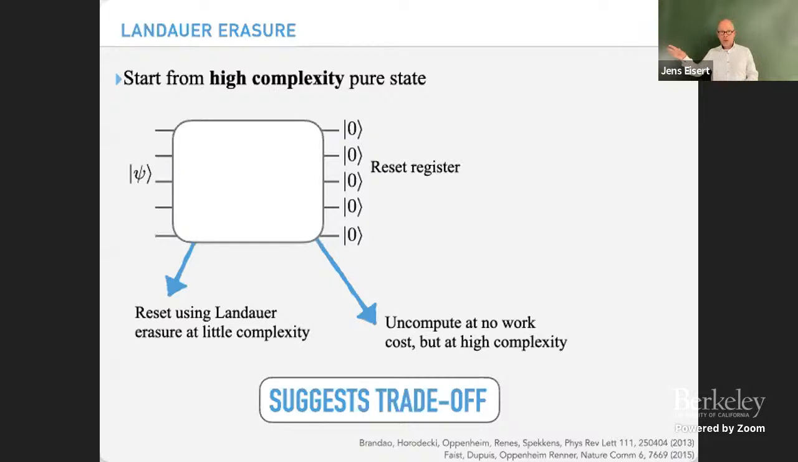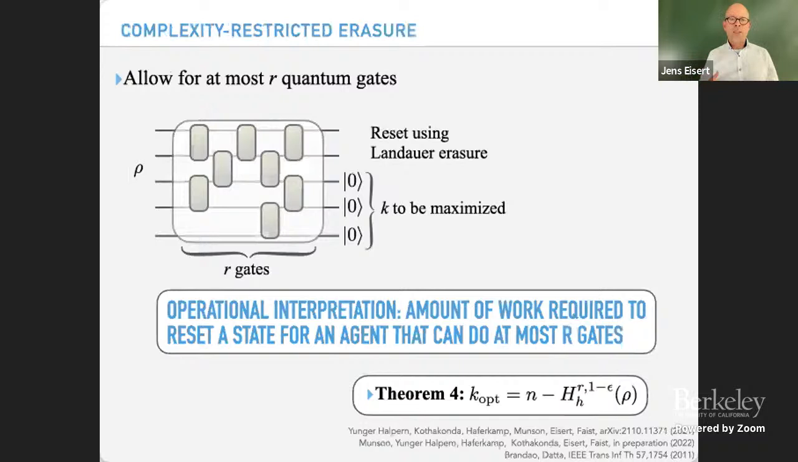And this kind of thinking motivated us to think more in terms of general tasks of processing quantum information, of thinking of thermodynamic tasks of a kind where complexity restrictions come into play. So we could think of an arbitrary quantum state rho, where we apply some circuit of a kind to get as many zero registers out as we can, which needs to be maximized, with a remaining chunk that's being reset under the Landauer erasure.